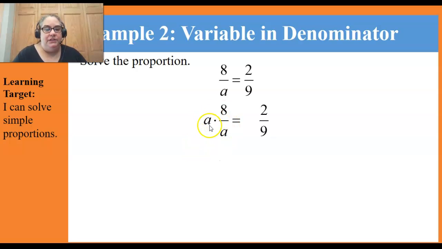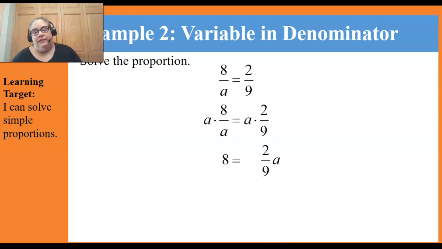So what we do to the left, we're going to do to the right. So since on my left-hand side, I'm multiplying by a, on the right-hand side, I also have to multiply by a. So on my left-hand side, when I simplify, that's going to be 8. And then on my right-hand side, when we write it the way that we would normally see it, would be 2/9 a.